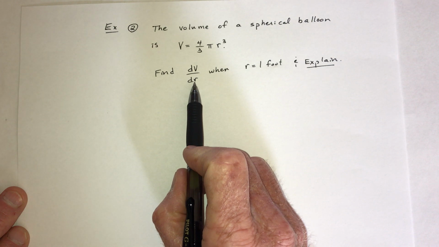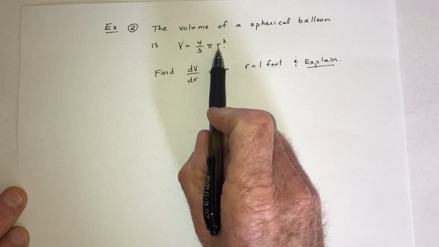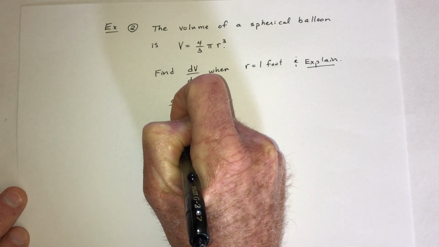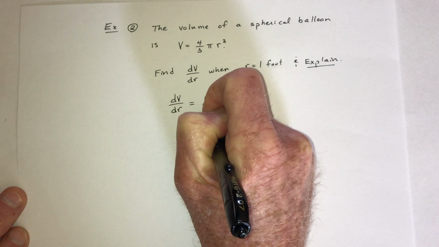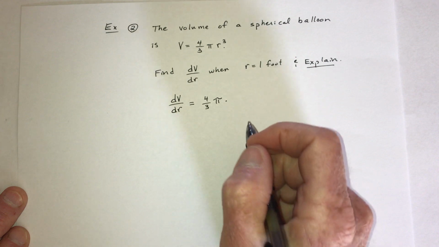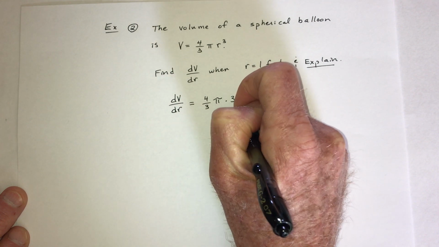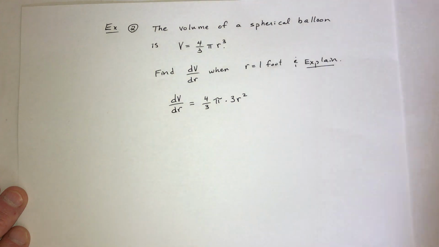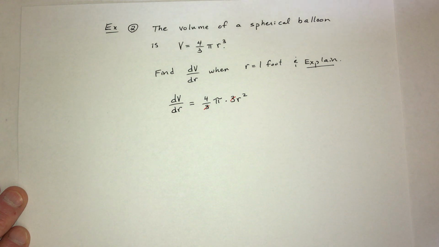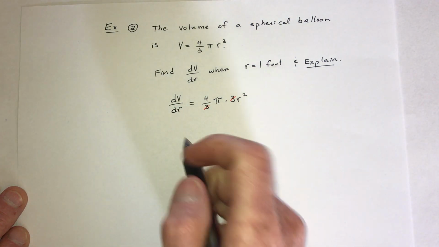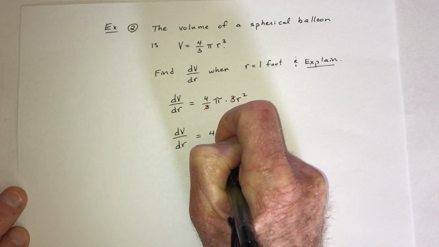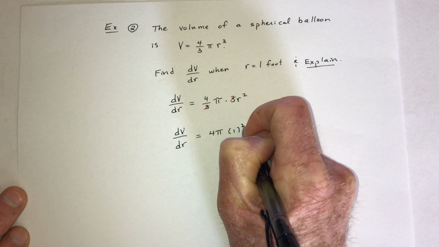So the derivative is with respect to r. So we're basically saying this is the independent variable. The constant 4/3 and the constant pi can just stay there. Then take the derivative of r cubed, which will be 3r squared. And then I could get my trusty red pen and have these 3's cancel each other out. Then substitute in a 1. So it would be 4 pi times 1 squared.